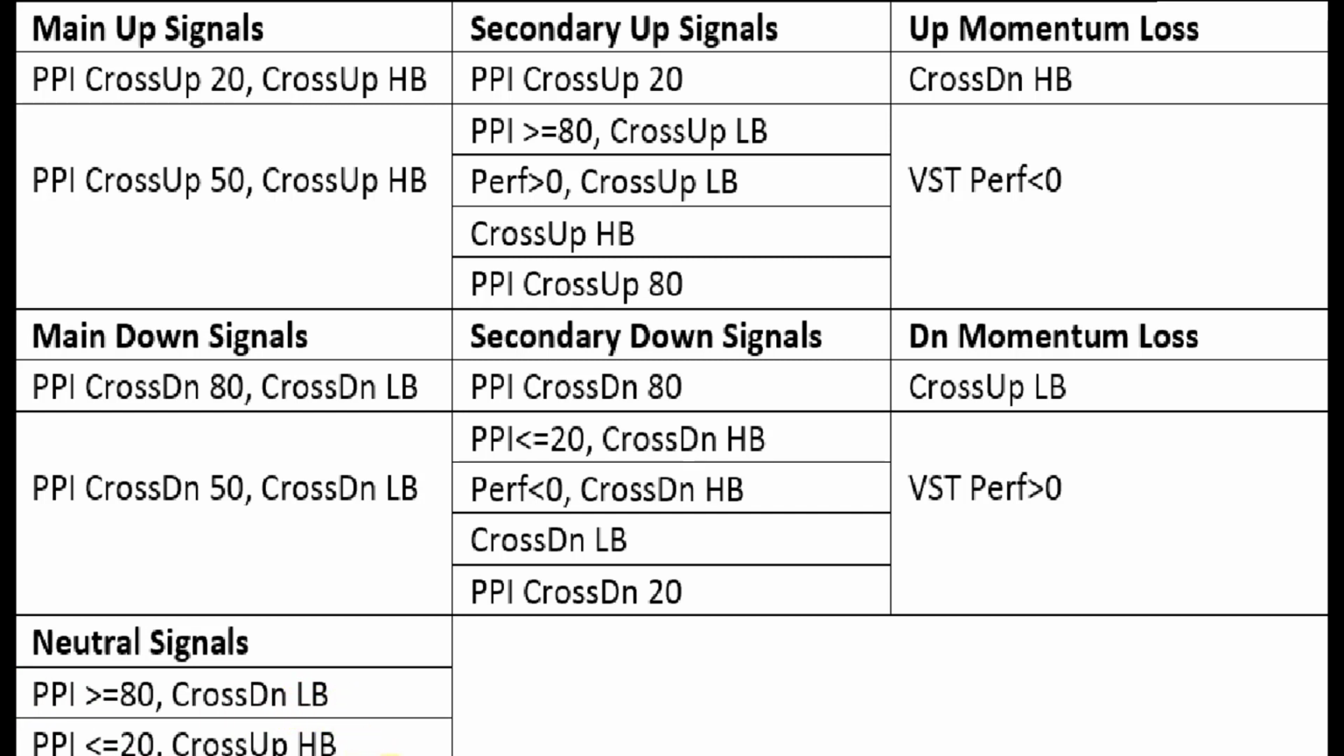A secondary up signal is produced when the price position indicator crosses above 20 and the asset's price does not cross above the higher line of the high-low band. A secondary up signal is also produced when the price position indicator is above 80 and the asset's price crosses above the lower line of the high-low band. Another secondary up signal is produced when any of the performance lines is above 0 and the asset's price crosses above the lower line of the high-low band.